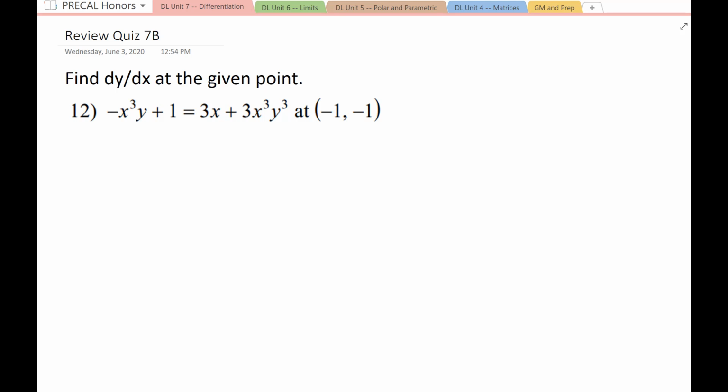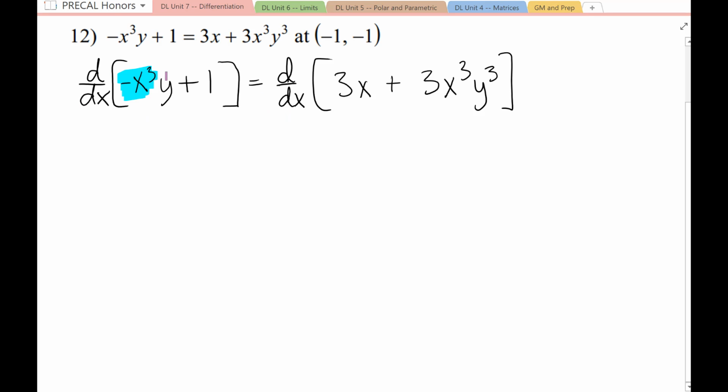Find dy/dx at the given point. We're doing number 12 from Review Quiz 7b. This equation has x's and y's all mixed up in it, which means we're going to need to differentiate it implicitly with respect to x, both sides with respect to x. So you can see it visually.